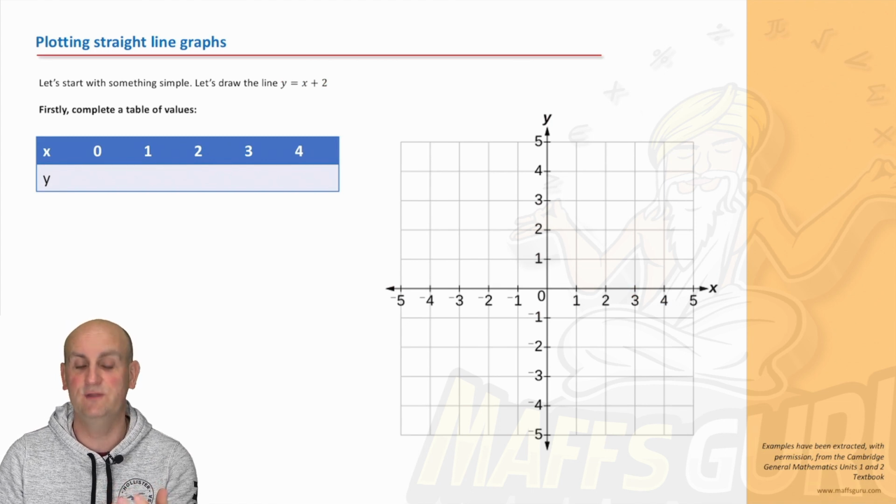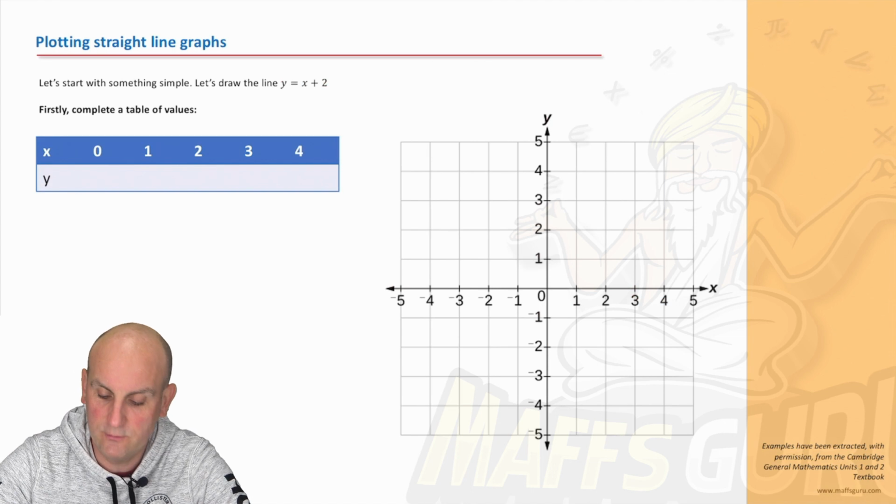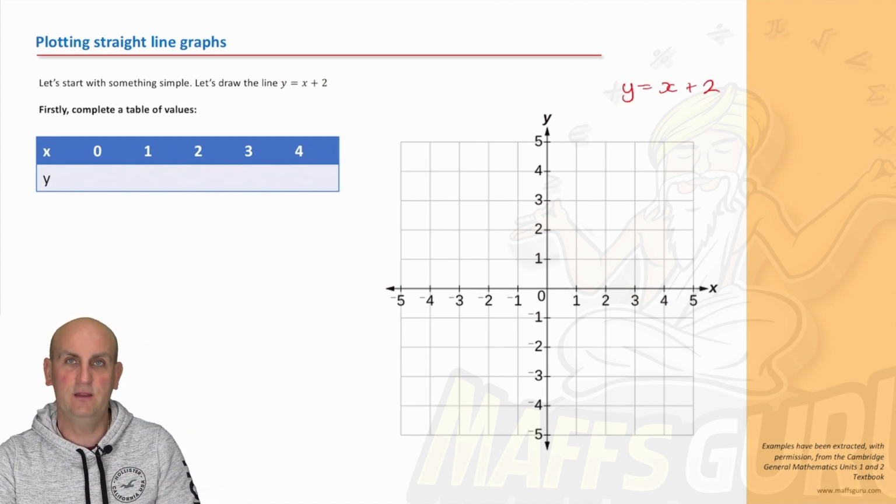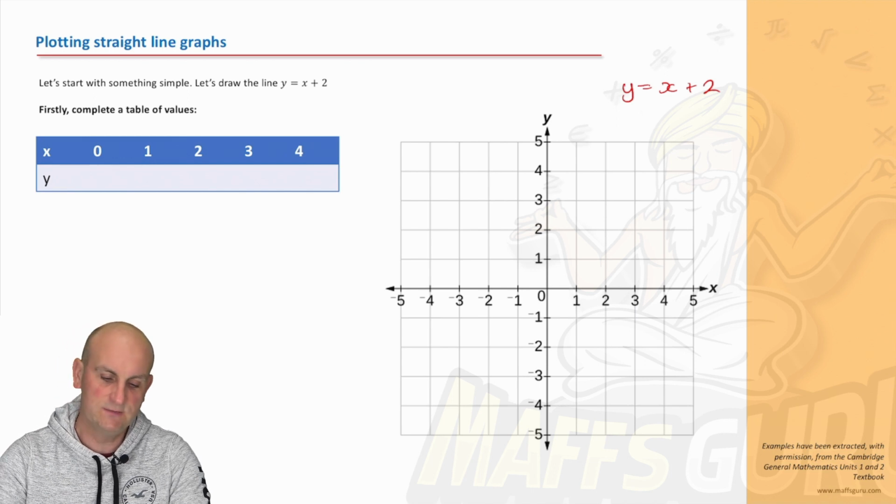And we'll start with something relatively easy. Let's draw the line y equals x plus 2. So let's just work out what that means. Take an x value, add 2, and that will give me the relationship of the y value. And these things can have many relationships. So let's start with the first one here.